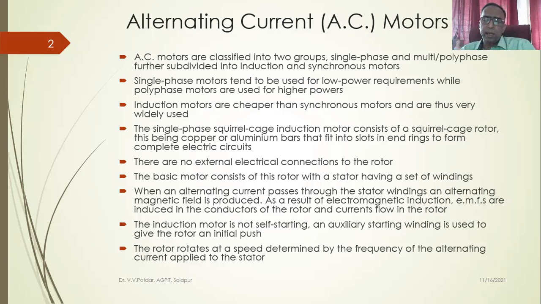In AC, motors are further classified into two groups, that is single phase motor and multi-phase, polyphase motors. Single phase motor or polyphase motor. Now here we know single phase and three phase motor, isn't it? These can be further subdivided into either induction motors or synchronous motors. Both of these will be studied. Single phase motors tend to be used for low power requirements.